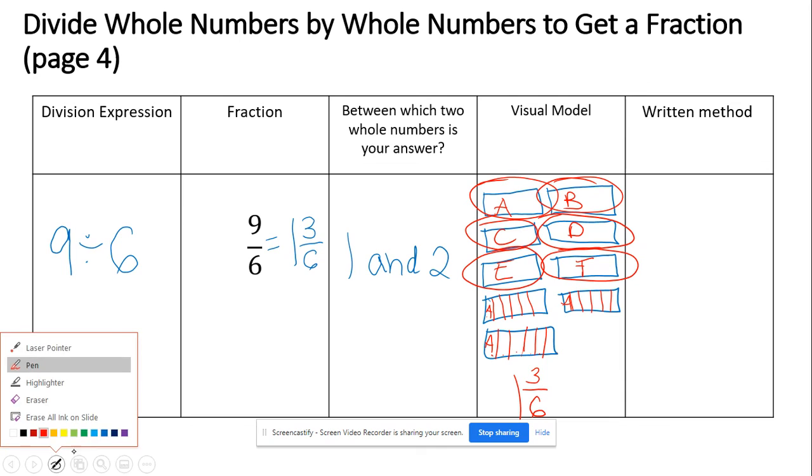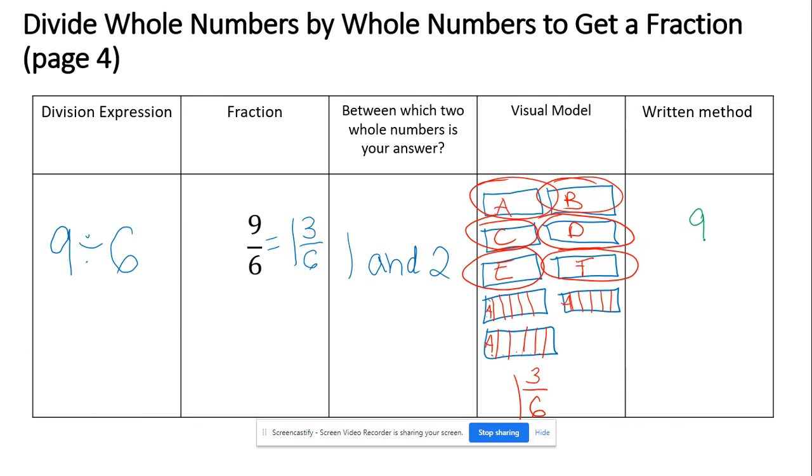If we wanted to use the written method, we would do 9 divided by 6. So 9 divided by 6, we can multiply 6 by 1 to get close to 9 without going over. 6 times 1 is 6. 9 minus 6 is 3. Oh, 3 is smaller than 6, so we know that's a remainder. That's 1 remainder 3. So as a mixed number, that would be 1, because that's our whole number, 3, because that's our remainder, so that's going to become our numerator, and 6 is our denominator, because that's the number we divided by, 1 and 3/6, which is the same as right here.